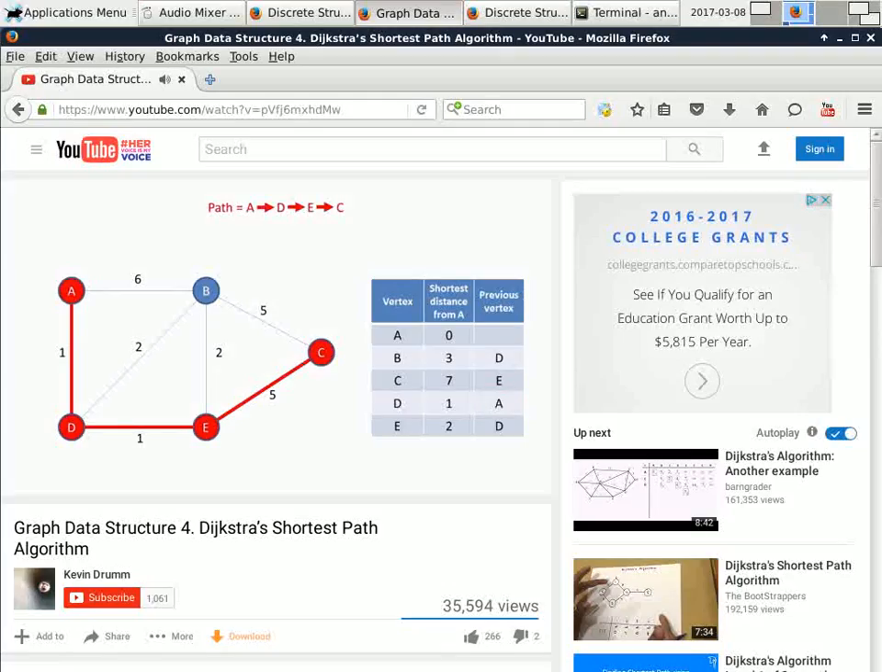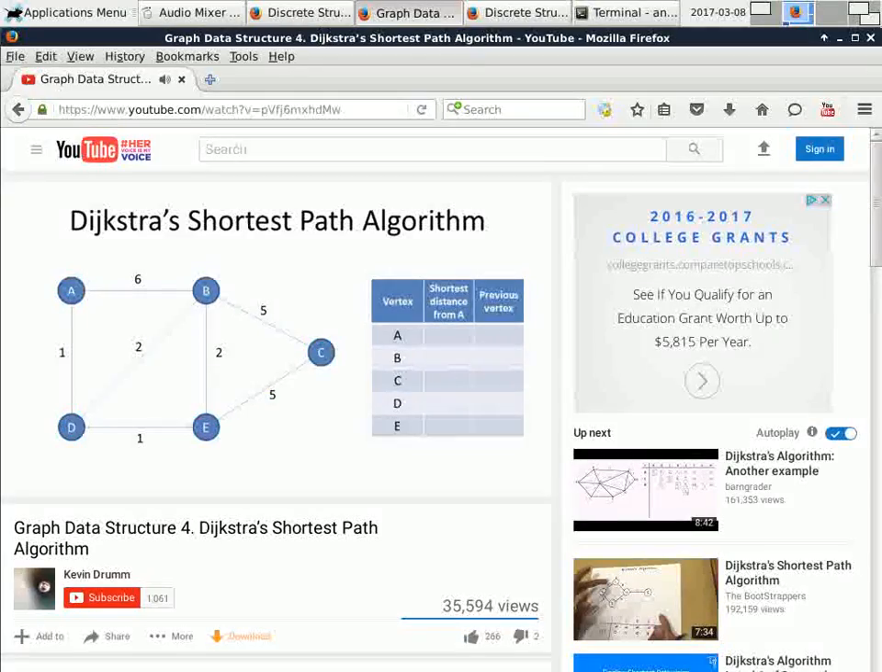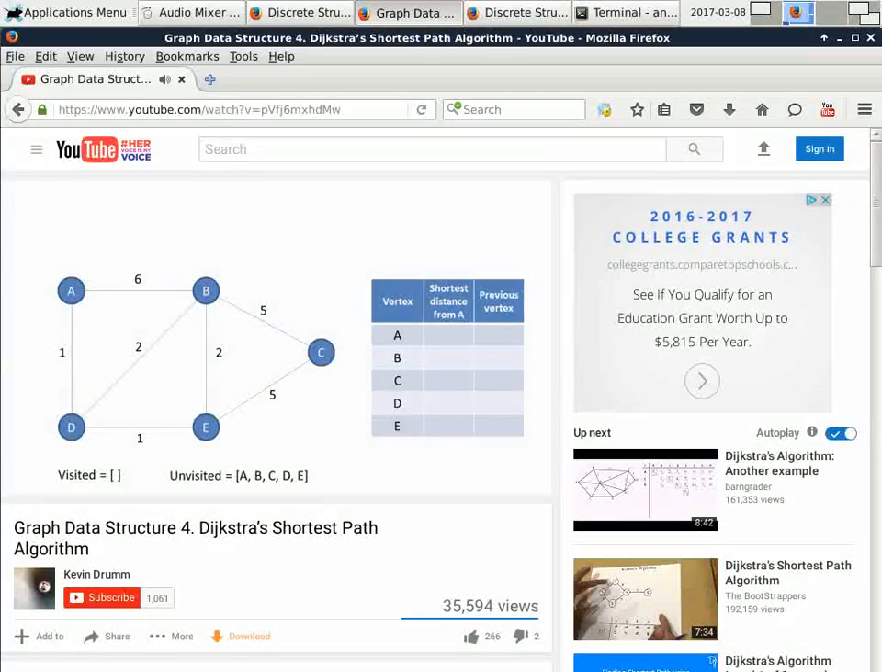So how does Dijkstra's algorithm go about generating this information? Dijkstra's shortest path algorithm works as follows. We're using two lists, one to keep track of the vertices that we visited, and another to keep track of the vertices that we haven't visited yet. So let's consider the starting vertex, A.